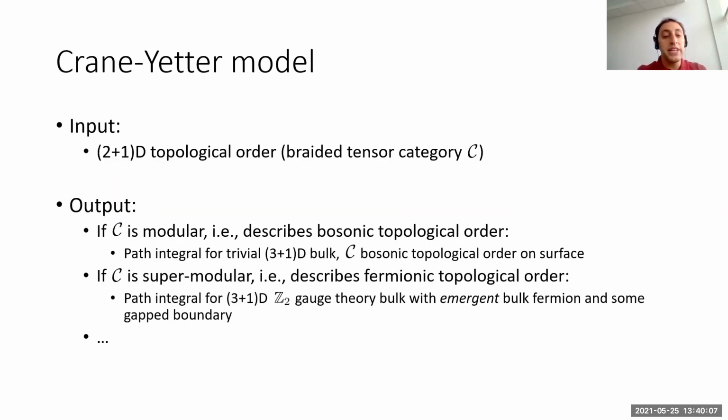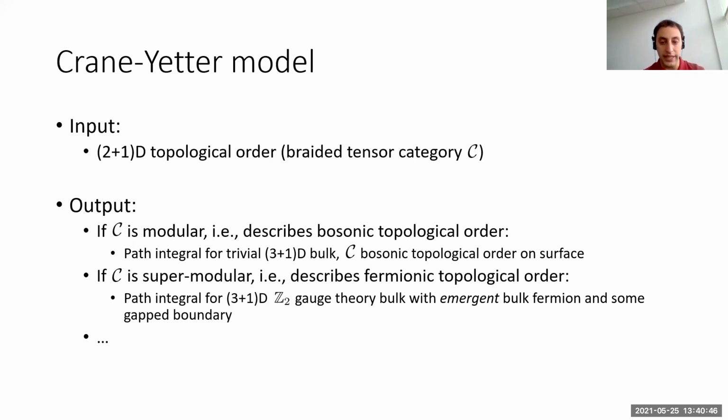So the Crane-Yetter model is, I didn't actually put a citation on here, but it's well known by Crane and Yetter. And the input to this model is a 2+1 dimensional topological order. Mathematically, it's a braided tensor category, which I'm going to call C. Now, if C is modular, which is to say it describes a bosonic topological order, this construction gives us a trivial 3+1 dimensional bulk and bosonic topological order on the surface, which is given by the input braided tensor category C.